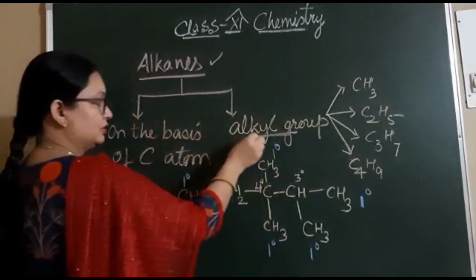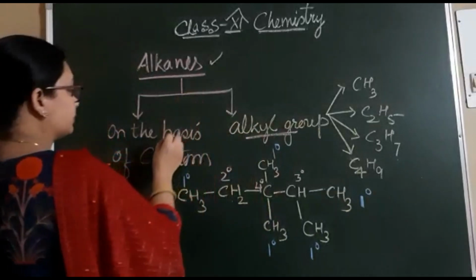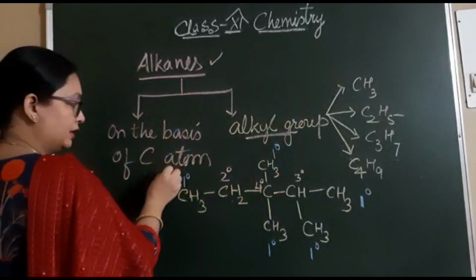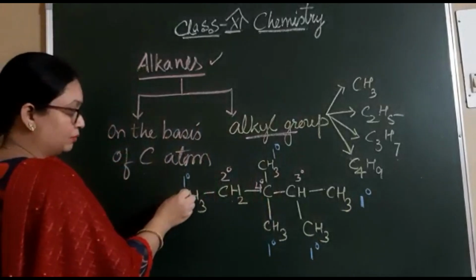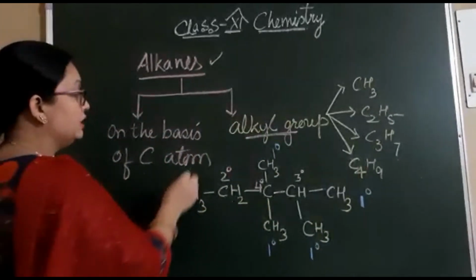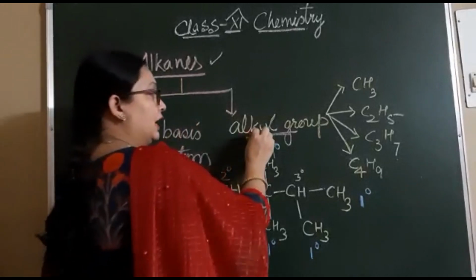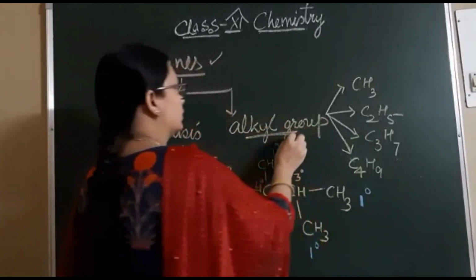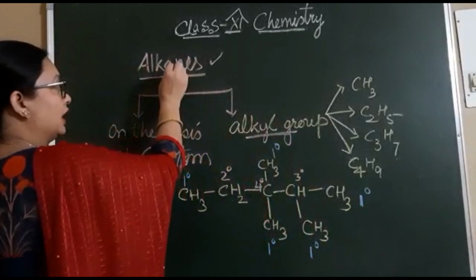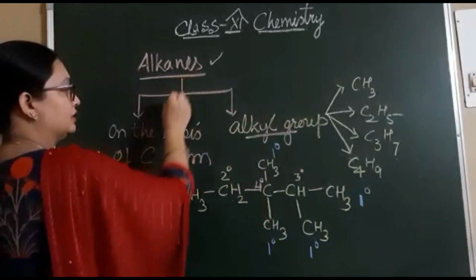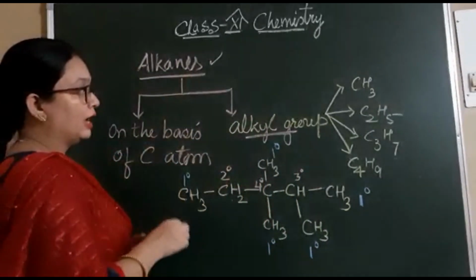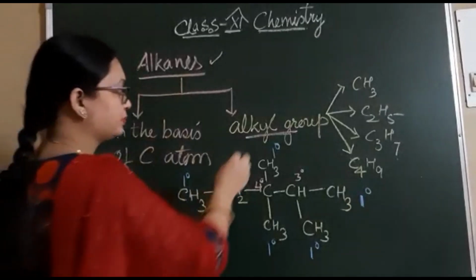Now let us study this too. That means these carbon atoms are named by various terms, for example primary, secondary, tertiary, that we are using for the alkanes. Similarly, the alkyl groups we are also using for the alkanes. Now let us see how the carbon atoms in alkanes are arranged in different ways and various terms are created.